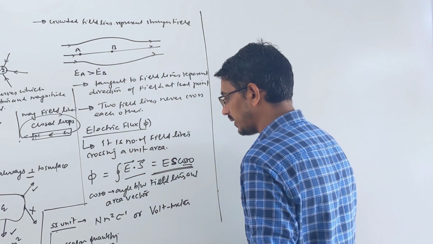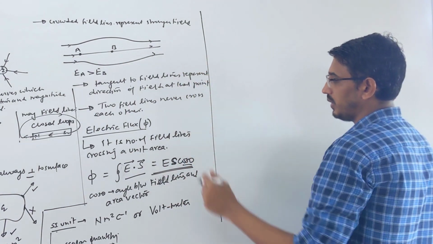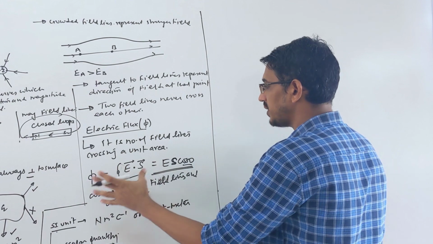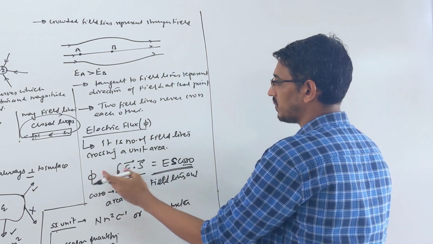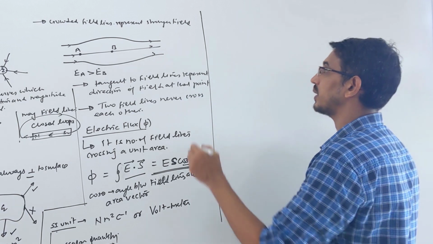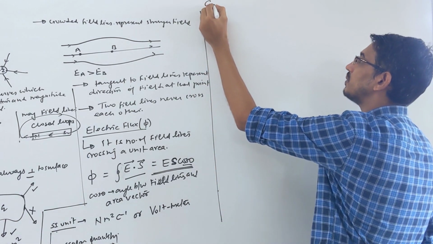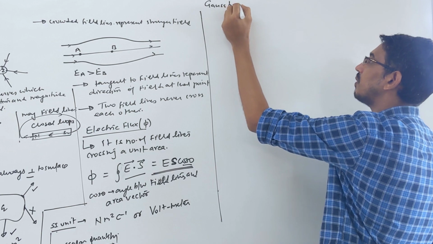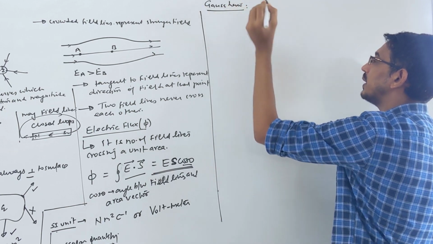Then let's see the easier format of this formula. Flux is E dot S. In a simpler way we write it with the help of Gauss law. So let's write Gauss law.